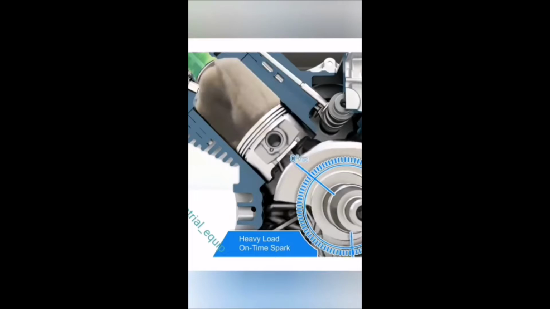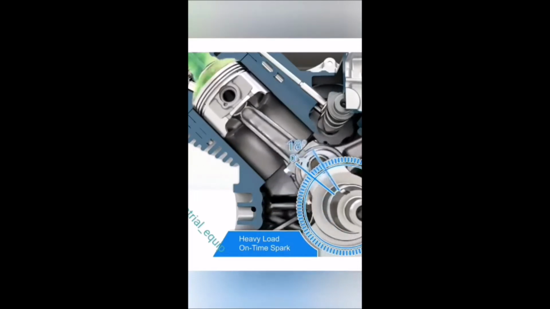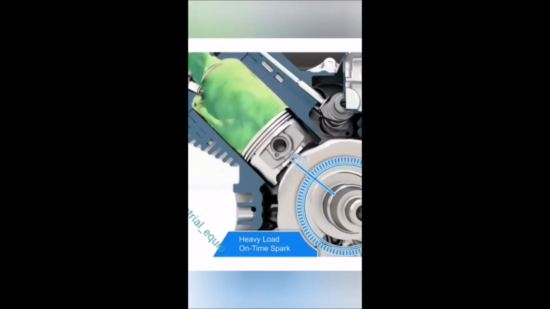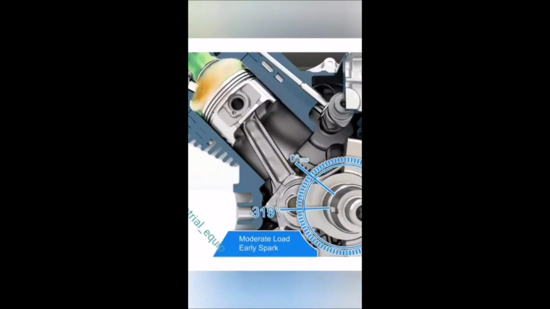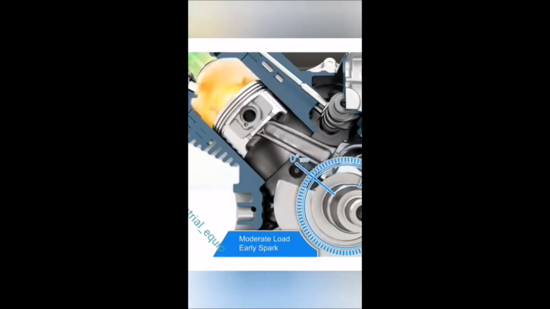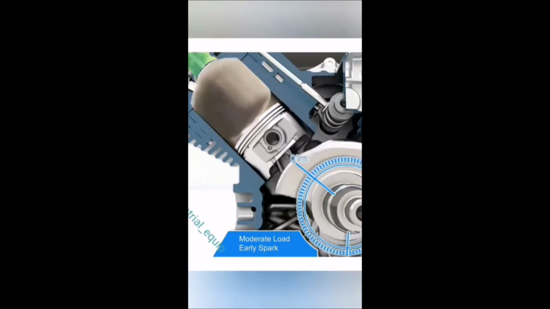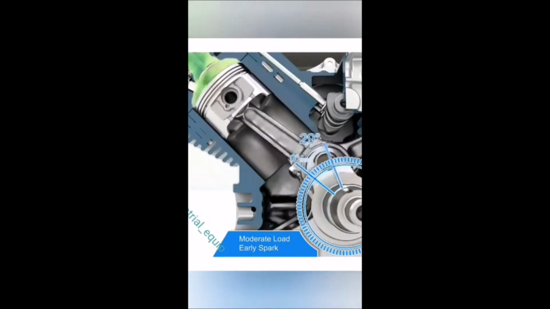Here are examples of how improper timing can affect the engine's performance. Let's say the engine is operating under moderate load and high-speed conditions, and the spark advance is delivered too early at 319 degrees or 41 degrees before top dead center. This can cause improper combustion events like detonation that affect power and performance and can even damage the engine.